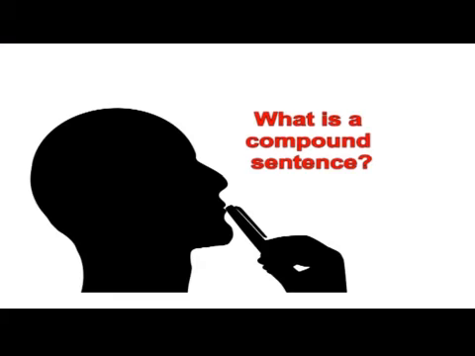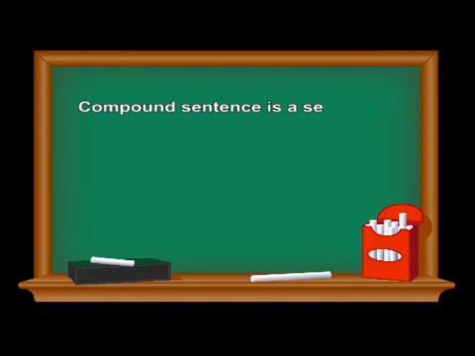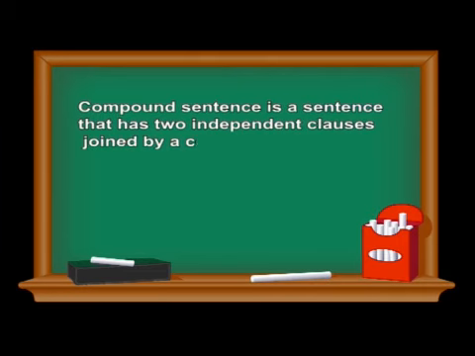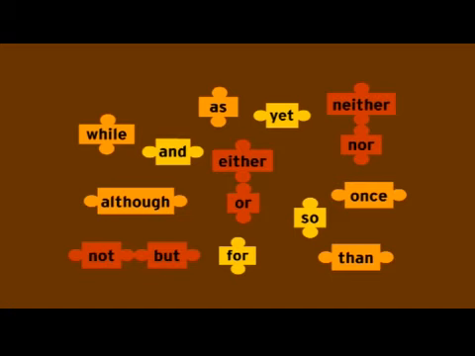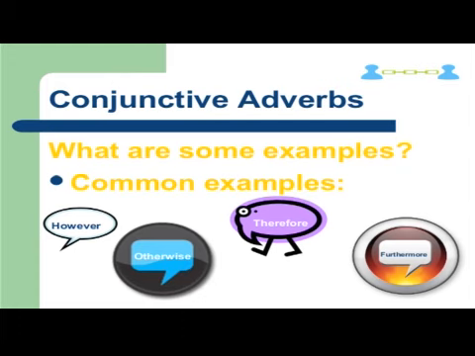Next, we will go on to compound sentence. Students, if you have understood simple sentence, compound sentences are very easy to understand. What is a compound sentence? Well, a compound sentence is a sentence that has two independent clauses joined by a conjunction: for, and, nor, but, or, yet; a conjunctive adverb: however, therefore; or a semicolon alone.